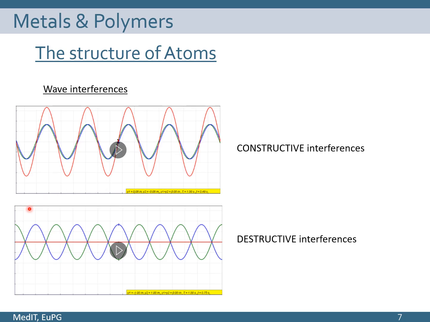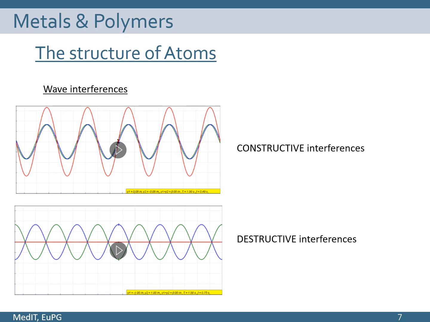Now, when the waves are perfectly out of phase, what you have here, the phase difference is 180 degrees, which corresponds to a shift of half a wavelength. And here, as you can see, the two waves perfectly cancel each other out. The resulting amplitude of the red wave, so the resulting amplitude from adding the two waves, is 0. This is called destructive interference.